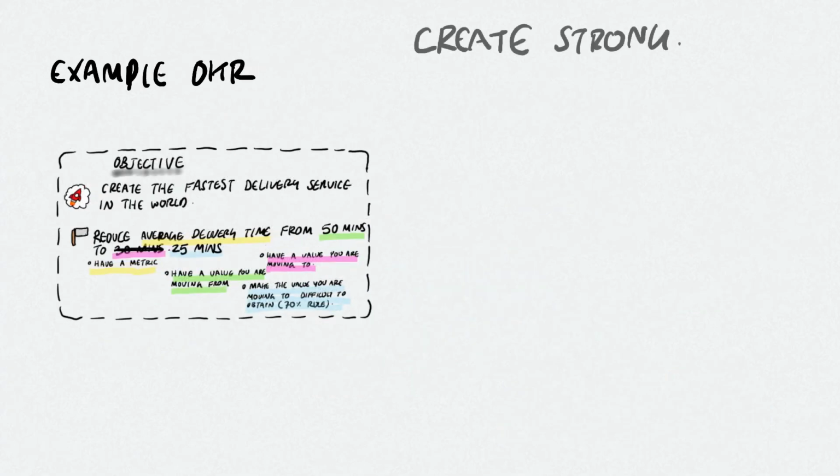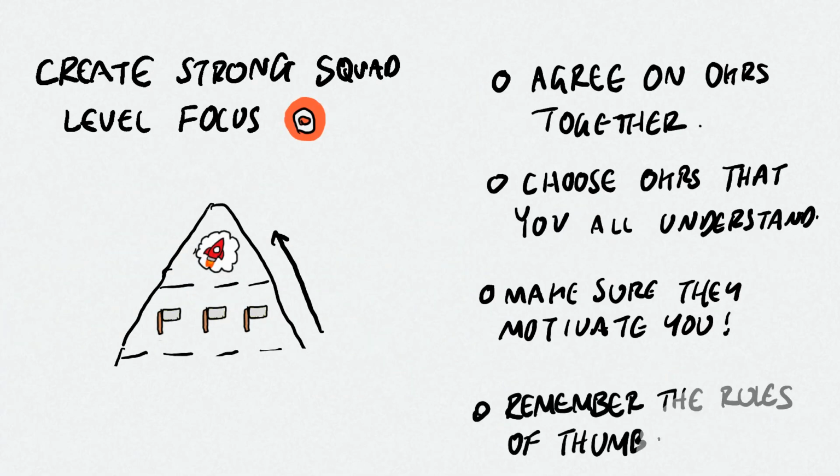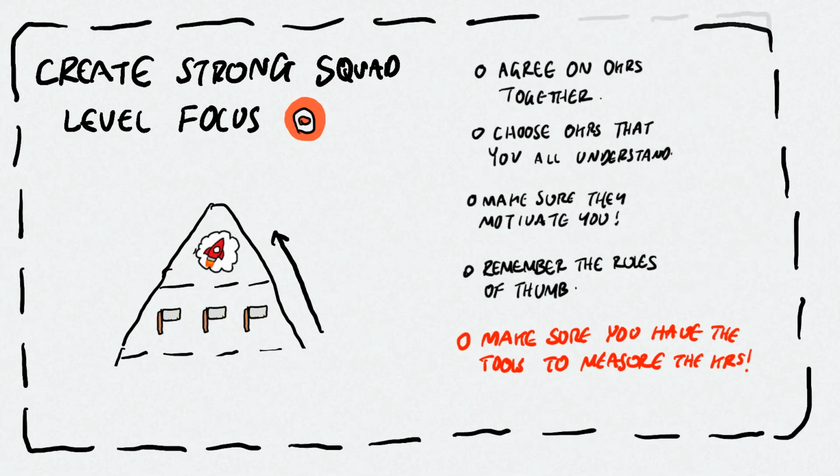So you think you've got it down and you have some great OKRs? Well, remember that when applying OKRs, the reason why you are doing it is to create strong squad, team, or company focus. So how do you actually do that? First, you need to make sure that you're agreeing on the OKRs altogether. It is important to make sure that you all understand the OKRs and what it really means. This also means making sure it's motivational for everyone, and to remember the rule of thumb when setting them. Finally, you need to make sure you actually have the tools in place to measure those results.